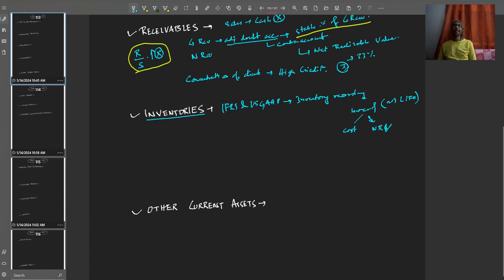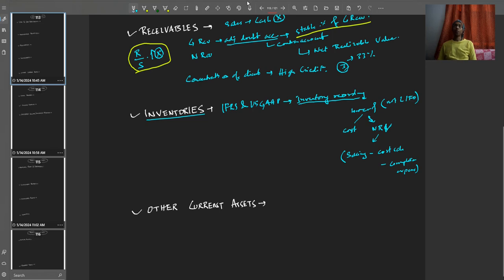Now, what is net realizable value, friends? Net realizable value is selling price minus cost to sell, minus fulfillment expenses like completion expenses. This is the net realizable value. This or the cost, whichever is lower, is the recorded value at the inventory line item. This is for both IFRS and US GAAP.